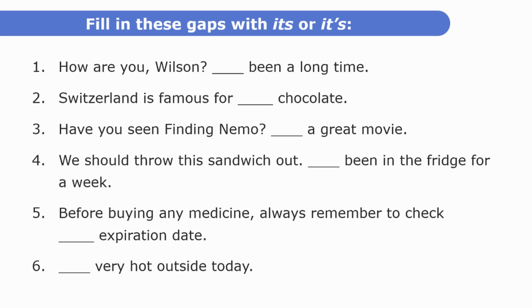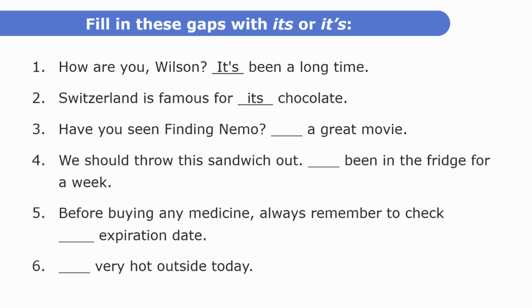All right, let's discuss the answers. In number 1, how are you, Wilson? Here we want to say it has been a long time. When we shorten it has, we write it as it's with the apostrophe. In number 2, we're trying to say Switzerland is famous for Switzerland's chocolate. That is, the chocolate of Switzerland. So here we need the possessive form, and that is its without the apostrophe.